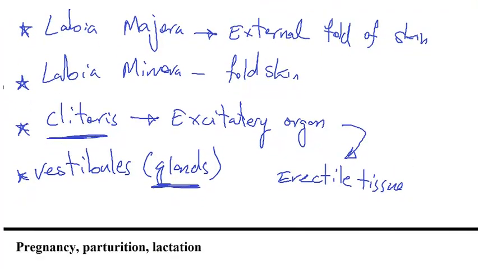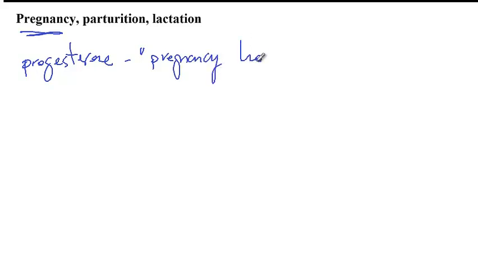Alright, now that we are done with the discussion of the menstrual cycle and the external genitalia, let's talk about what happens during pregnancy, parturition, and lactation. Okay, so production of progesterone is necessary for maintenance of pregnancy, and that's the reason that sometimes progesterone is referred to as the pregnancy hormone.